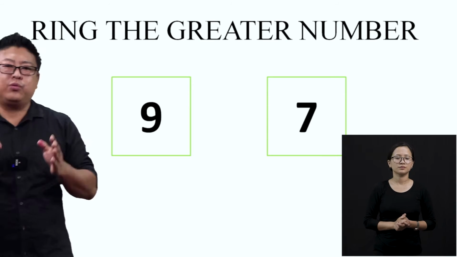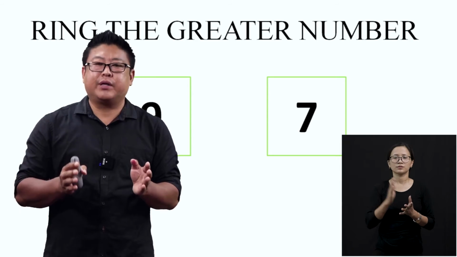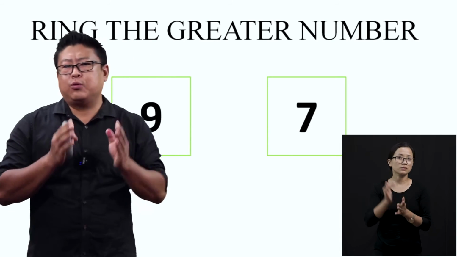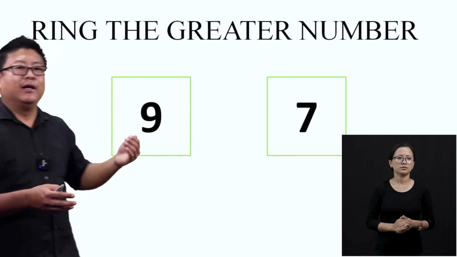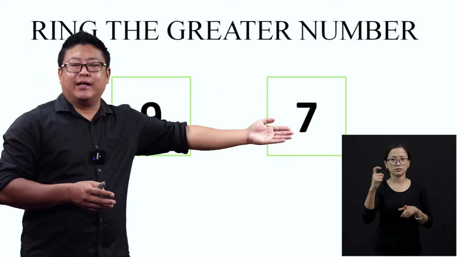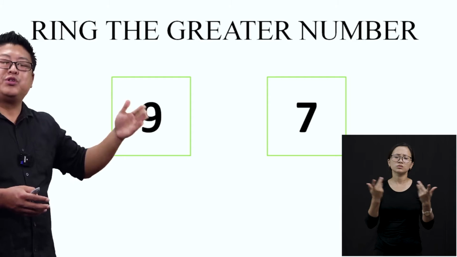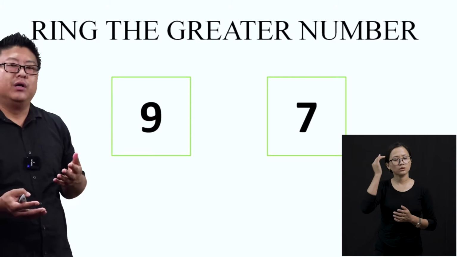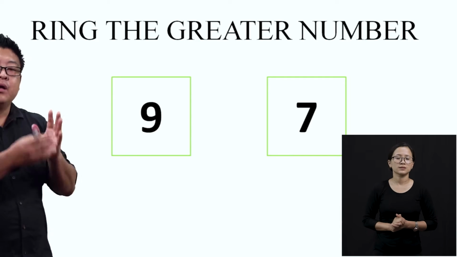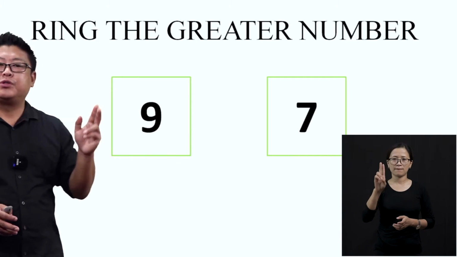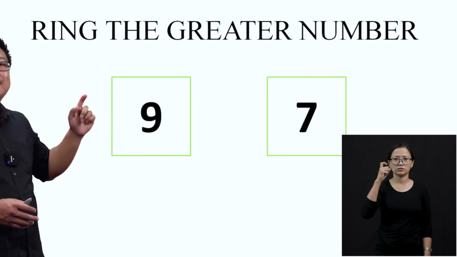Now, to know which one the greater number is, we have to know how to count, right? So we have here 9 and 7. So we have to check which one is bigger. To check that, we have to know how to count. So let's start counting from 1 to know which one is greater. 1, 2, 3, 4, 5, 6, 7.